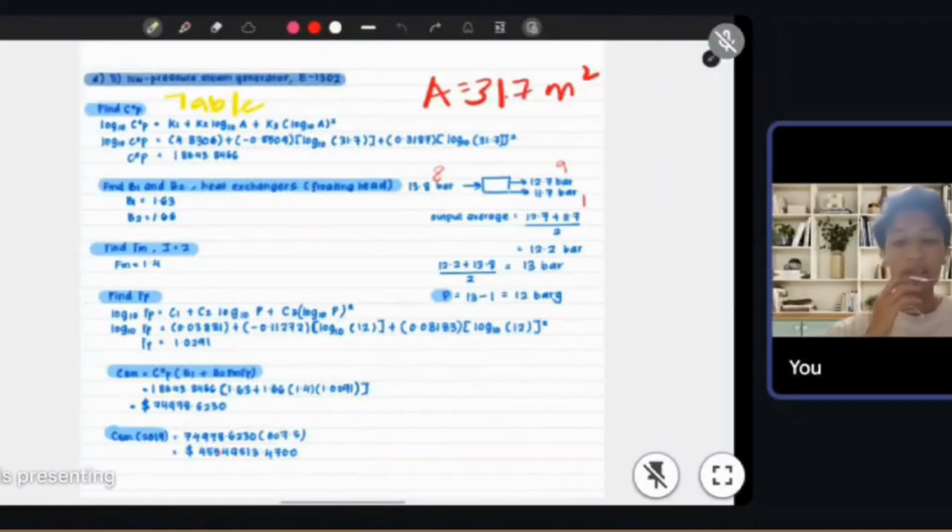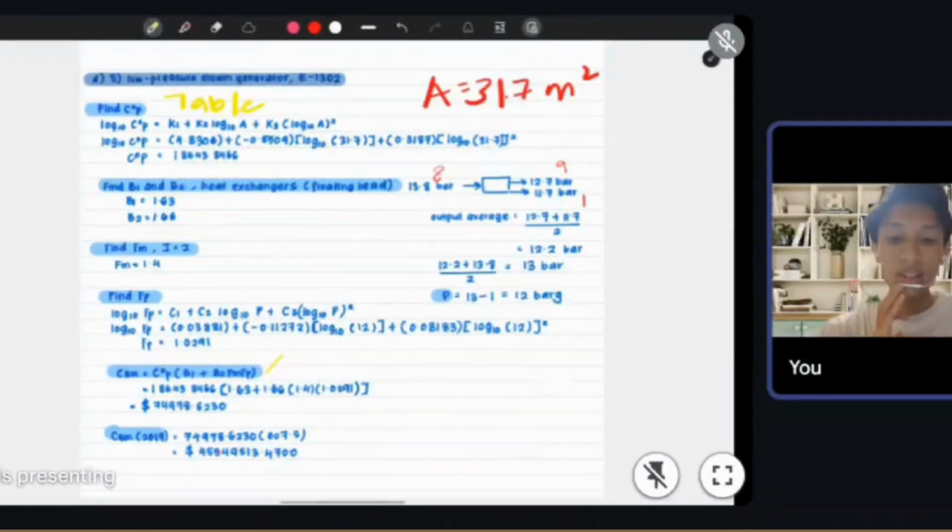Hello, my name is Akmal Akil bin Karudin, KA21021. So I will explain about question D number 2, a low pressure steam generator E1302. The formula we use is CBM equals CP naught times B1 plus B2 FM FP. So we must find the CP naught.